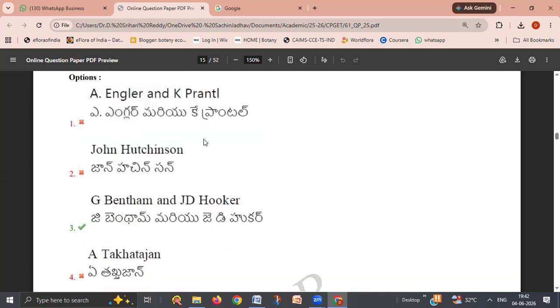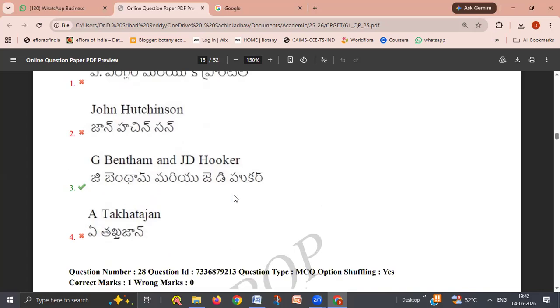You must read the books written by Engler and Prantl. Die Natürlichen Pflanzenfamilien is the book written by Engler and Prantl, and the book by Bentham and Hooker, because it is given in our books. You should read all these books.